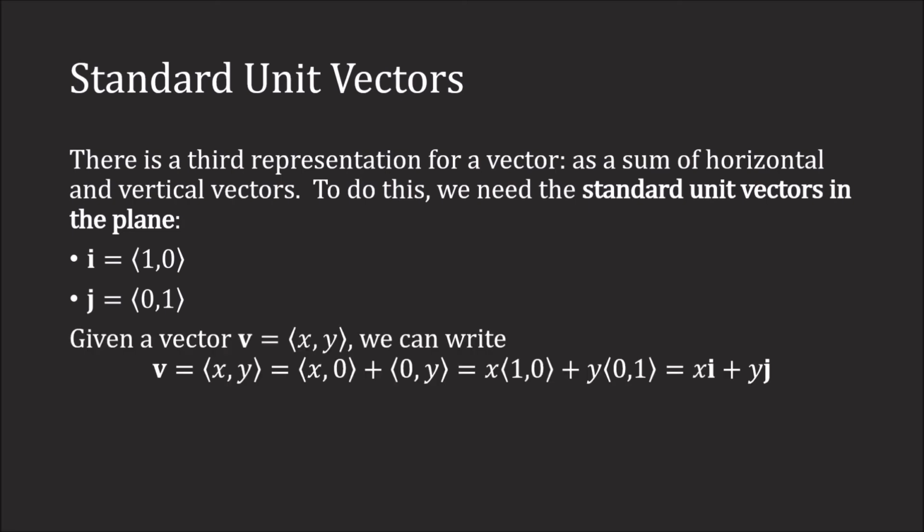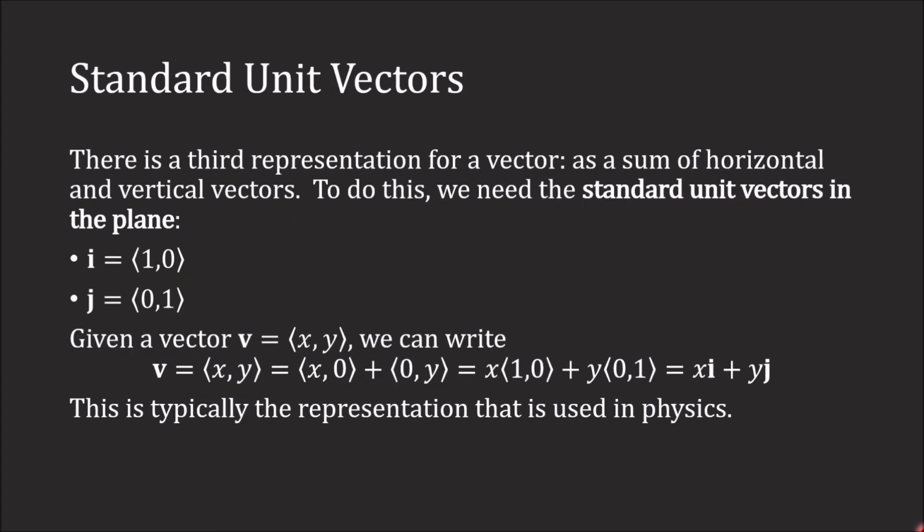So given a vector v equals (x, y), we can write v equals (x, 0) plus (0, y). So this is the horizontal component plus the vertical component. Well, factor out x, you can have x times (1, 0). Do the same for y, plus y times (0, 1). Well, this is simply i. This is j, so we have xi plus yj. And this is typically the representation that is used in physics.